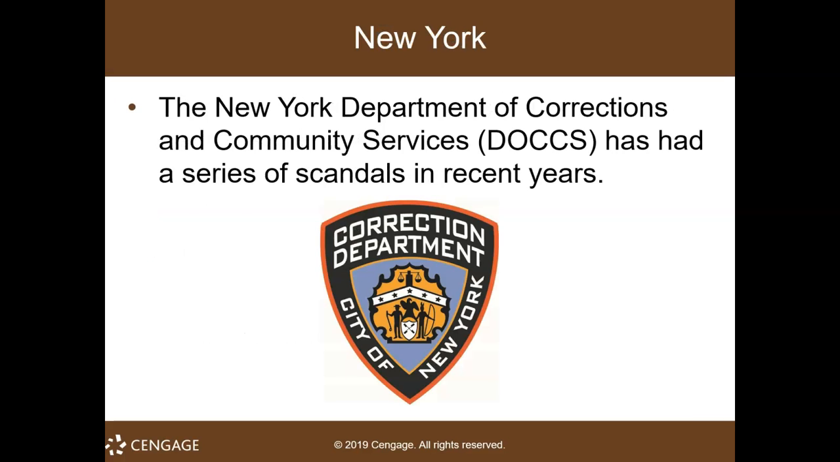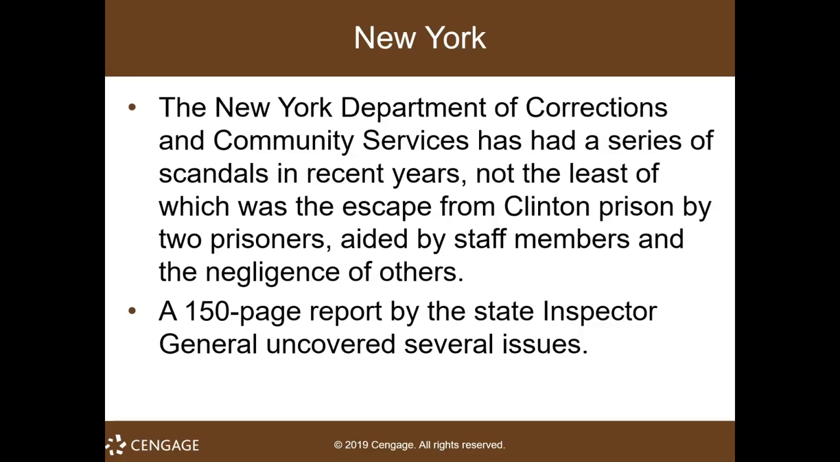And then finally, we'll finish up with New York. So, the New York Department of Corrections and Community Services has had a series of scandals in recent years, not the least of which was the escape from Clinton prison by two prisoners aided by staff members and the negligence of others. Okay, so not only did staff members help these individuals, but there was the negligence of others, meaning the others not doing their job.